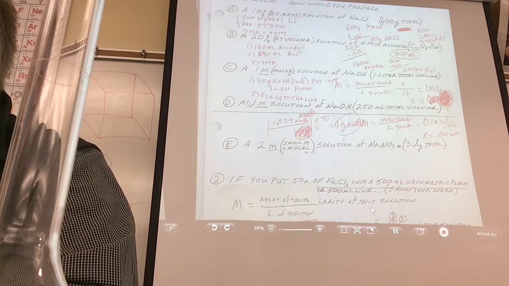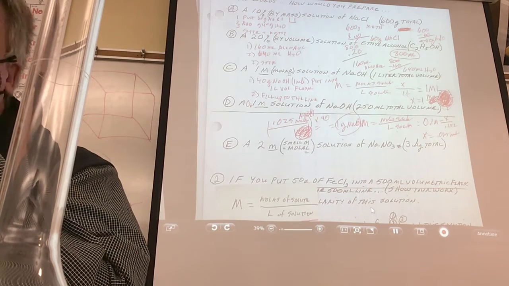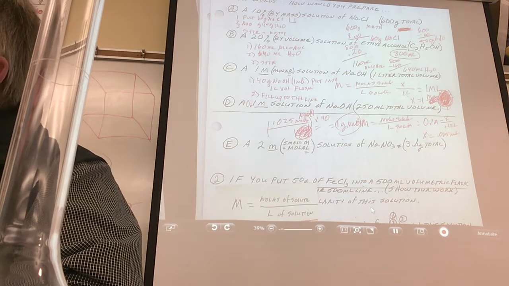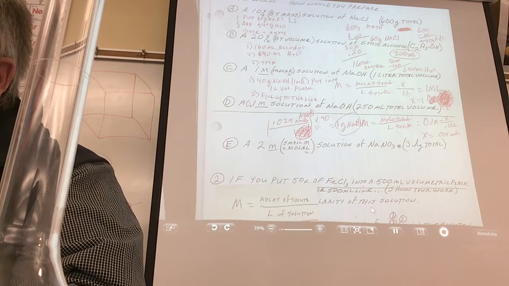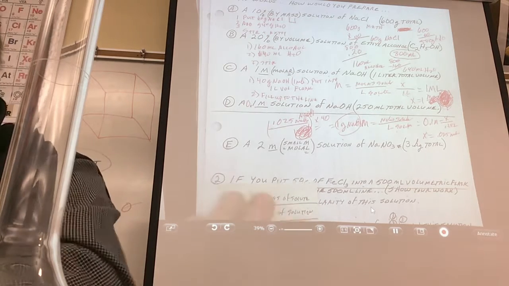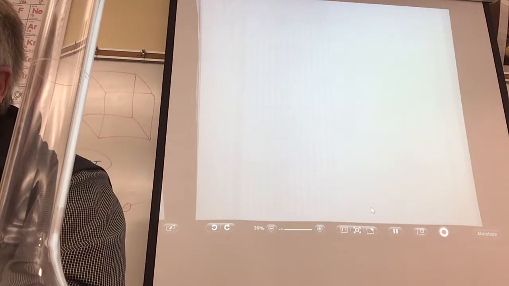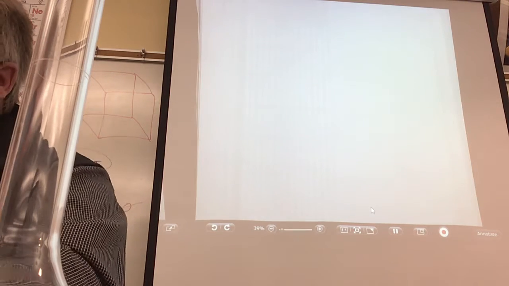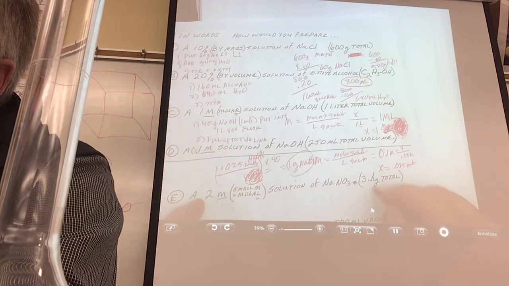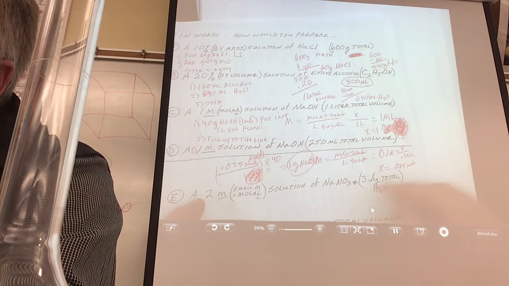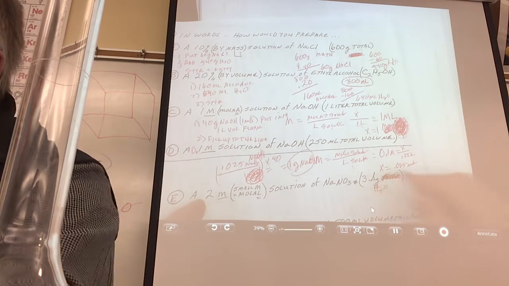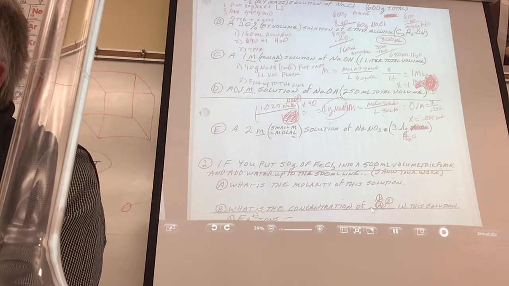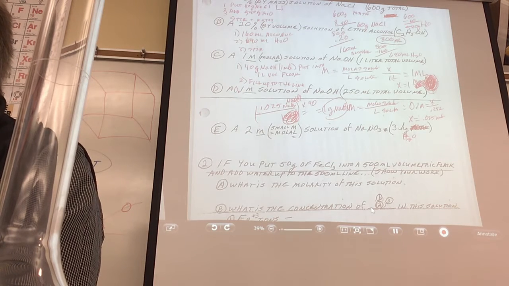It says here, I want to make a 2 molal solution of sodium nitrate, and I need 3 kilograms altogether. Whoops, I just thought about something. We're doing molality, right? I need 3 kilograms, no, wait a minute. I need 3 kilograms of water. There you go, because this is actually solvent, not solution. I need to change that.